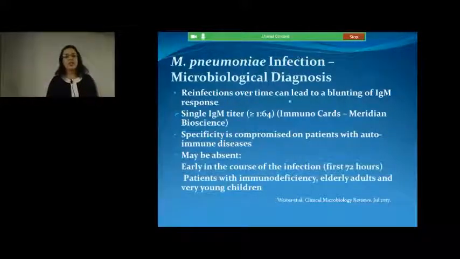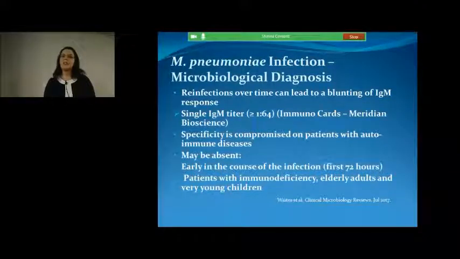Reinfections can occur over time and can lead to a blunting of the IgM response, as occurs typically in adults. So in those cases, the absence of IgM with a positive IgG does not rule out acute Mycoplasma infection. A single IgM titer of 1 to 64 or above, which we use in practice and is marketed as ImmunoCard, has the same problems that I mentioned with the IgM serology, because this is an IgM.